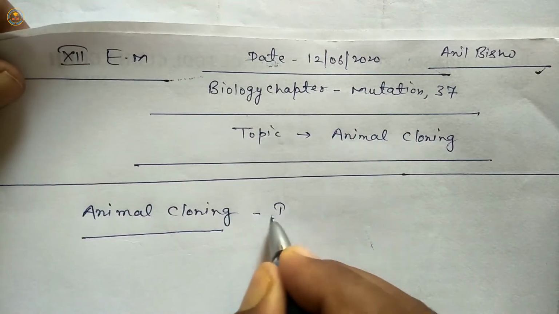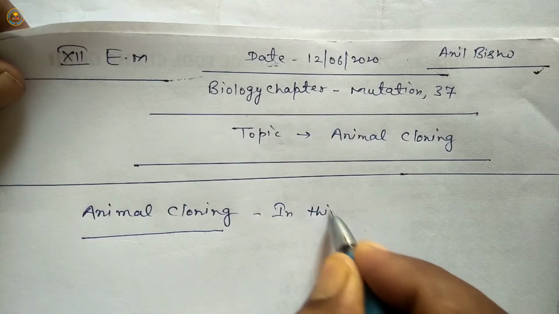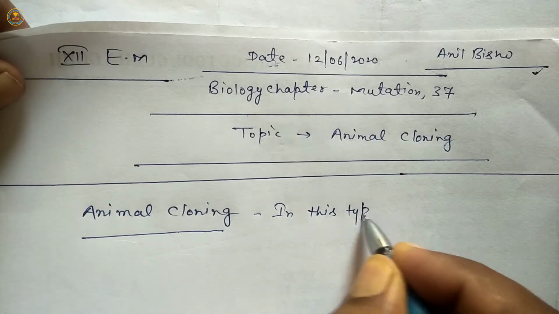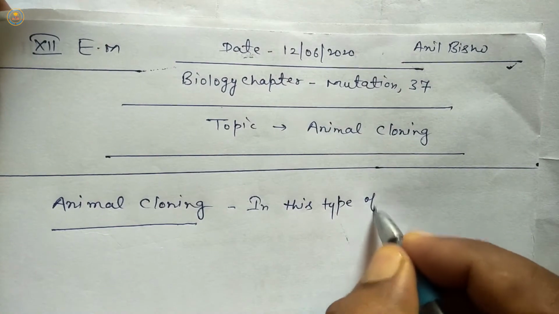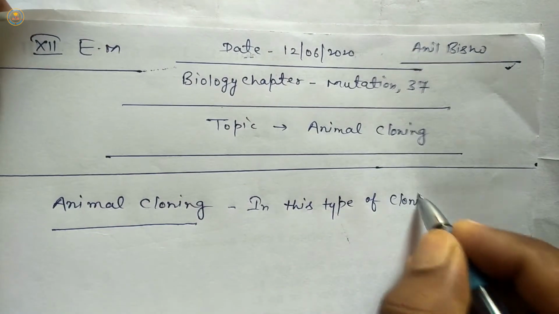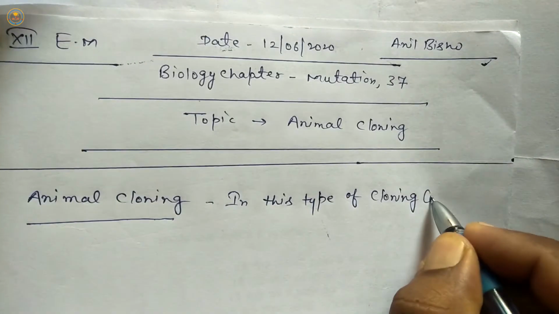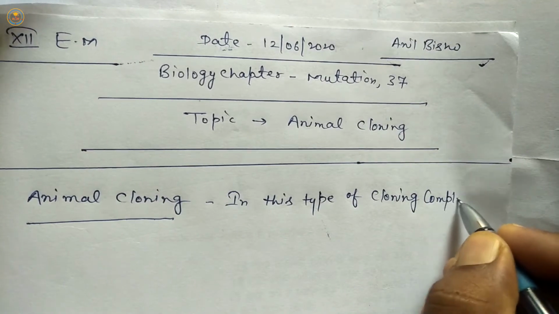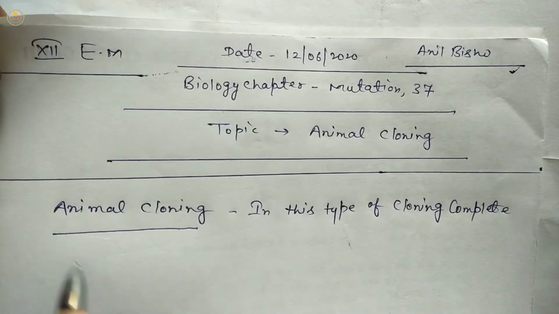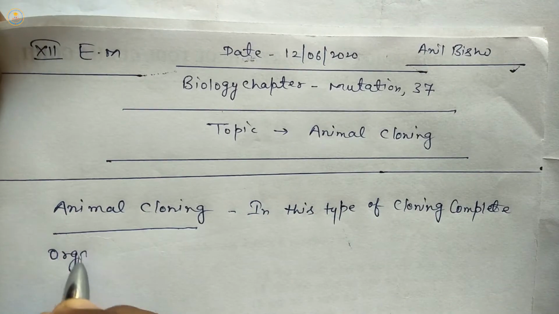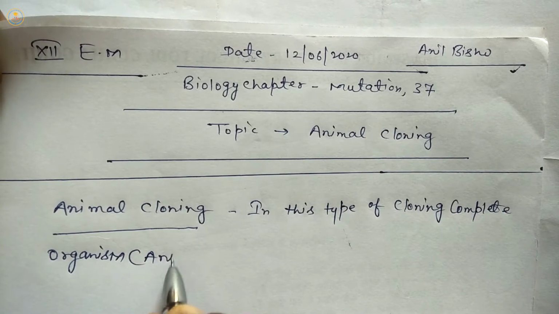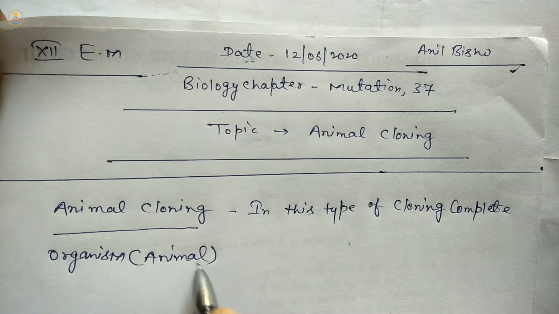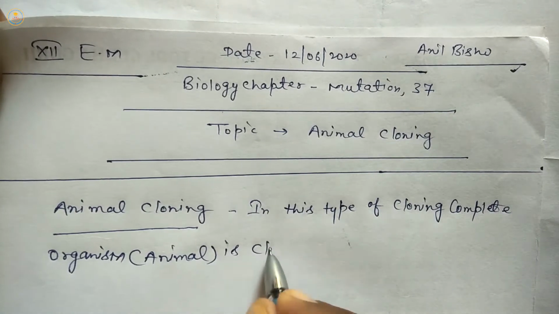So in this type of cloning, a complete organism, it means an animal, is cloned.